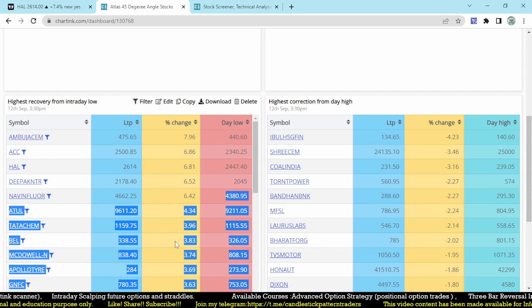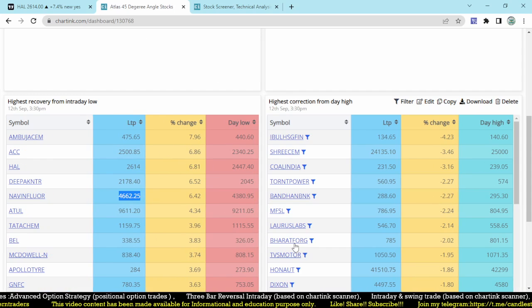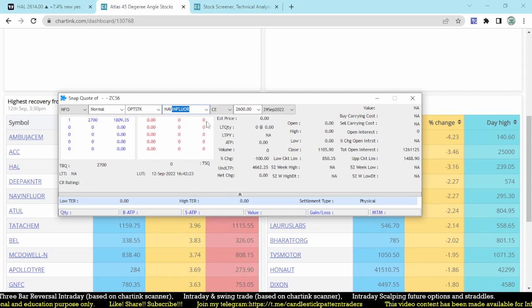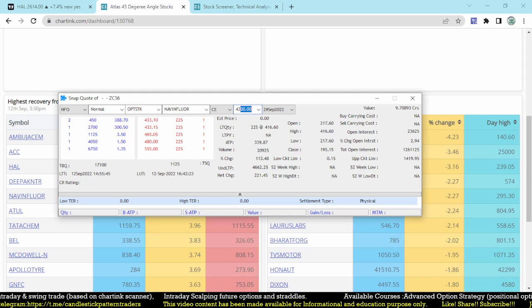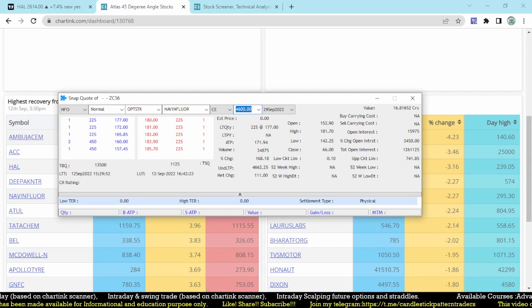But based on this recovery, let's look at Navin Fluoride, which today is around 4,300. Its low was 4,380, and it went up to 4,600. I was focusing on the 4,300 call option, but there is a huge gap in the premium between buyer and seller. Even at 4,400, I saw a 20-30 points gap between bid and ask price. So finally I decided to take 4,600.